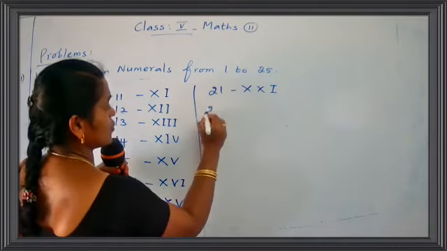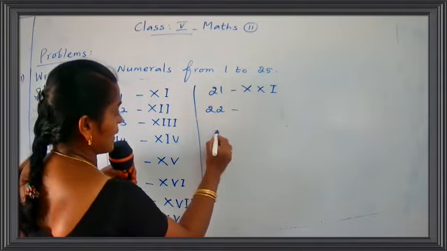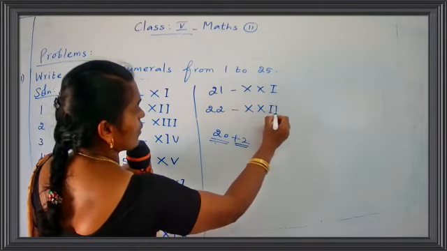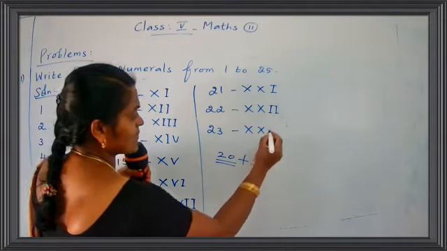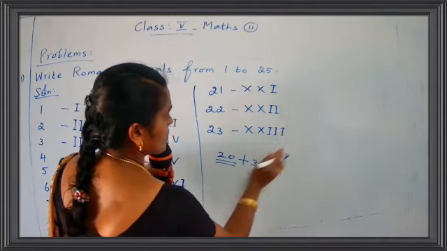Next is 22. So 22 can be written as 20 plus 2. So 20 means XX. 2, how will you write 2? II. So XXII stands for 22. Next is 23. So 23 can be written as 20 plus 3. So 20 means XX. 3 times I. So XXIII stands for 23.